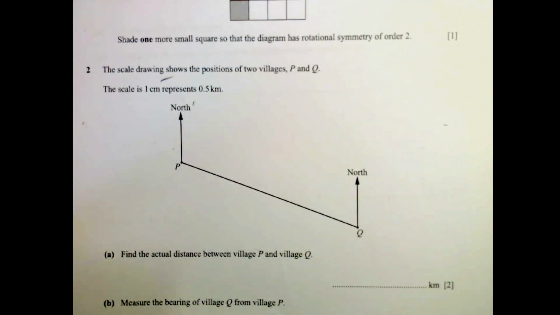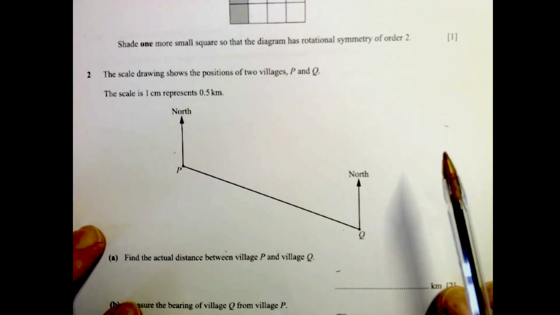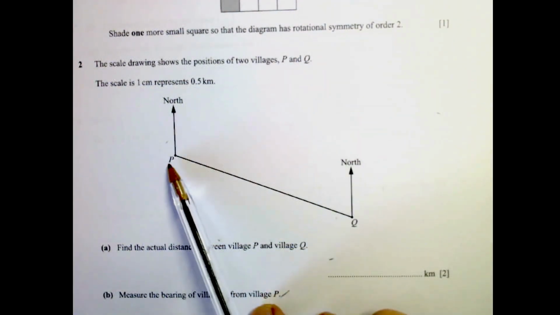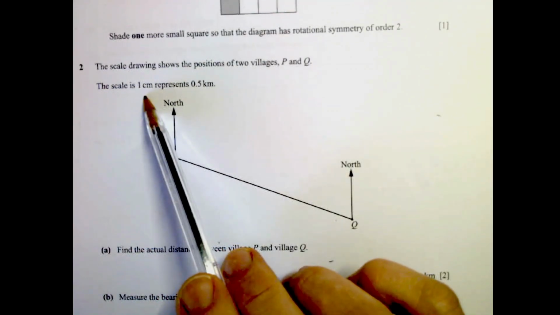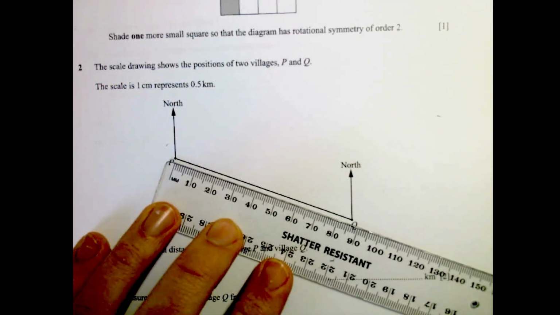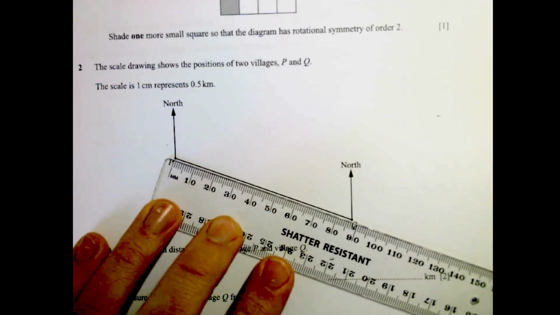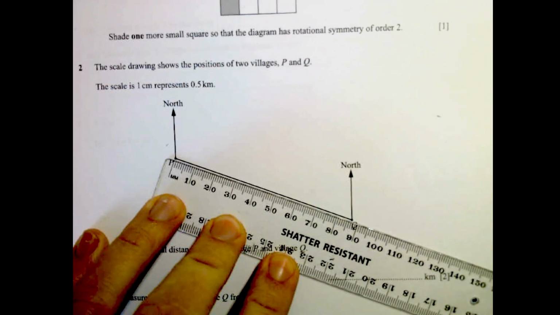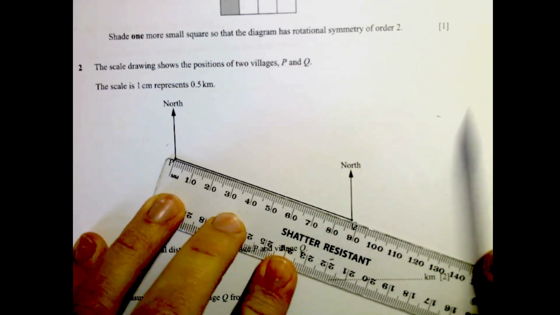Moving on to question 2. This is a scale drawing, that's important, sometimes not to scale. This is a scale drawing, which means we can measure on here. 2 villages, P and Q. Scale is 1 centimeter is half a kilometer. So find the actual distance, and we need to measure the distance here. Now, sometimes when you photocopy or print exam papers, it can actually change this question. So it might not always be exactly the same. Just make sure you do the same.